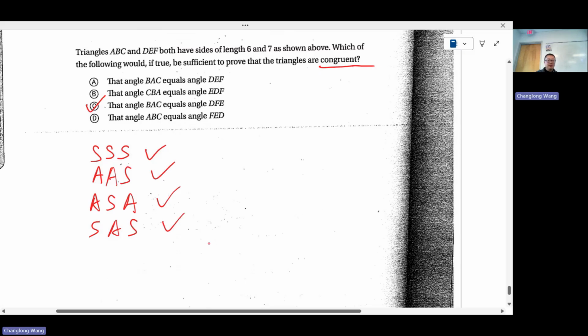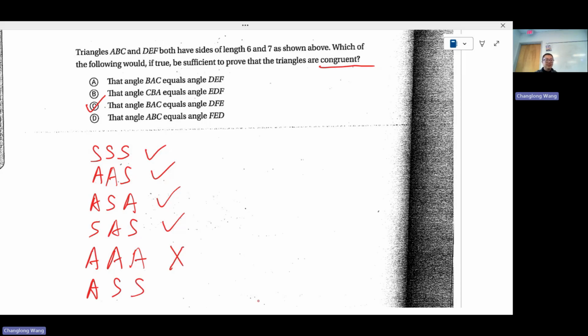What about AAA? Straight A's. Sounds pretty good, right? No. Not for congruence. But if you're trying to prove similar triangles, then AA works. So this one doesn't work, and I think that's quite easy to remember. It doesn't work for congruence, though it does work for similarity.